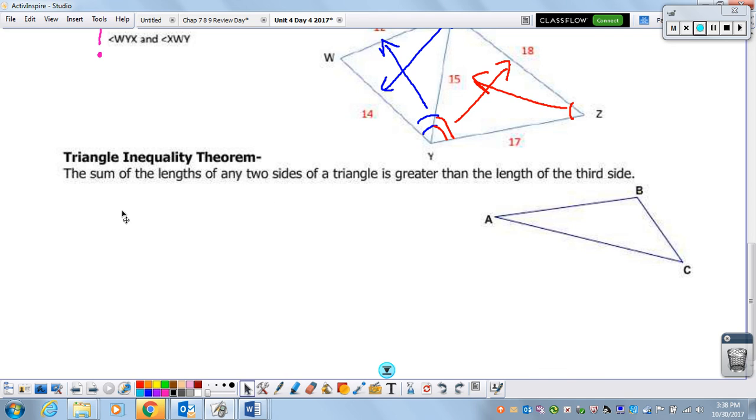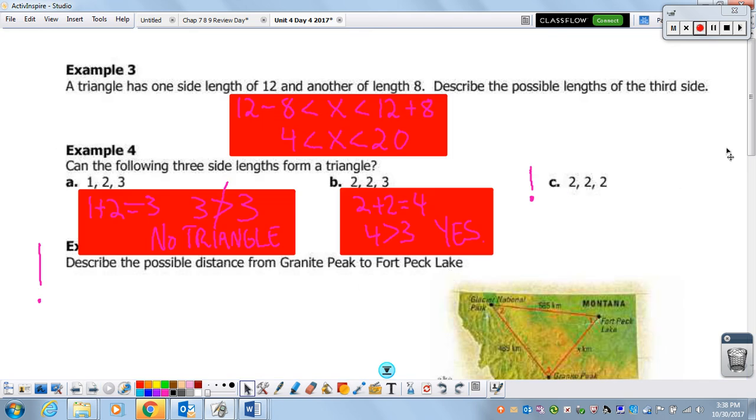The triangle inequality theorem in words says the sum of the lengths of any two sides of a triangle is greater than the length of the third side. For our purposes, what I want you to do is find the two shorter sides. You will add them together. That number must be greater than the third side. If it is, you can make a triangle. If it is not, you cannot make a triangle. So let me go over a couple of examples of these. I will let you do a couple of examples on your own, and we'll talk about this stuff in class.